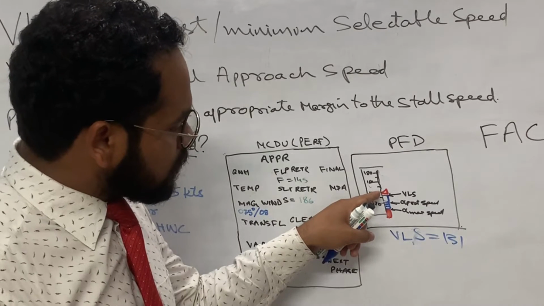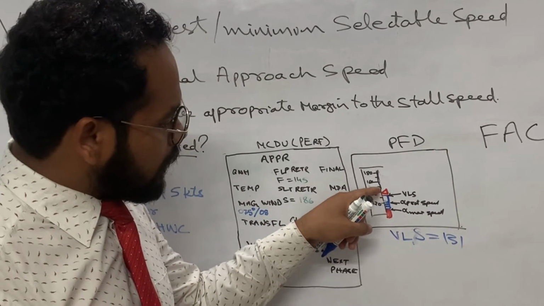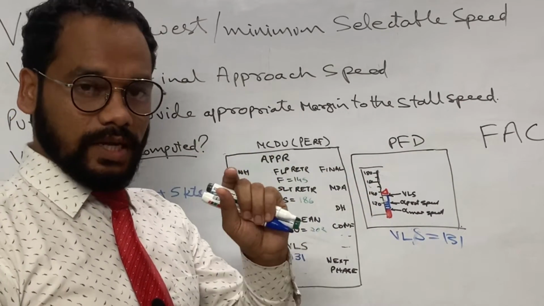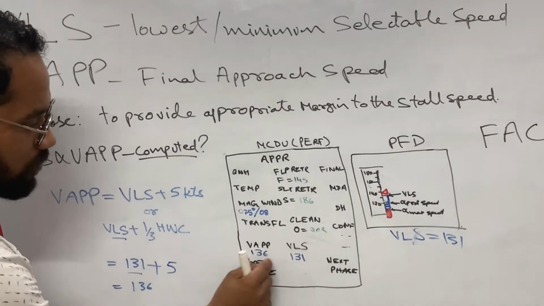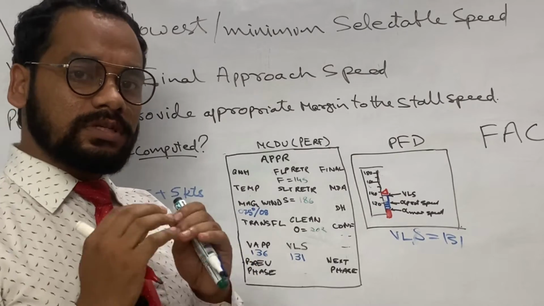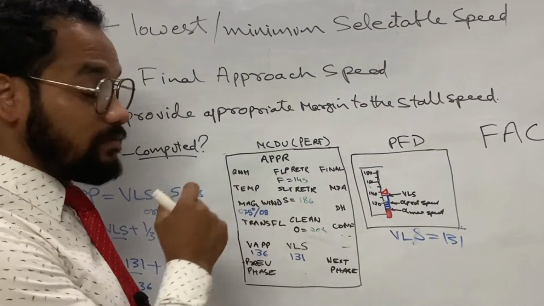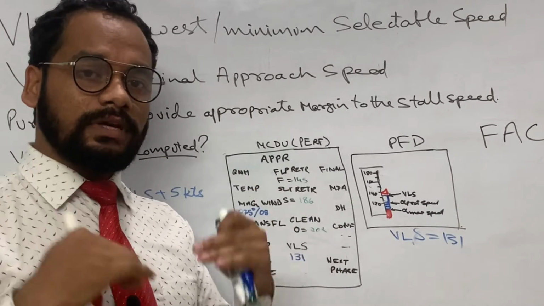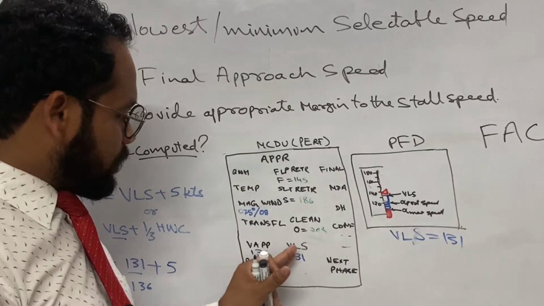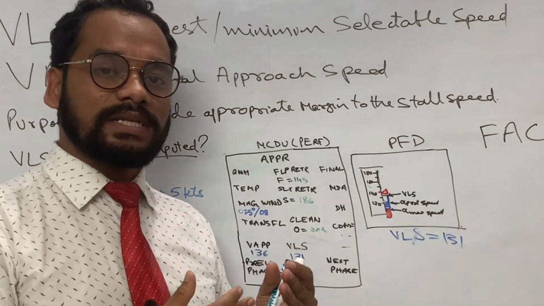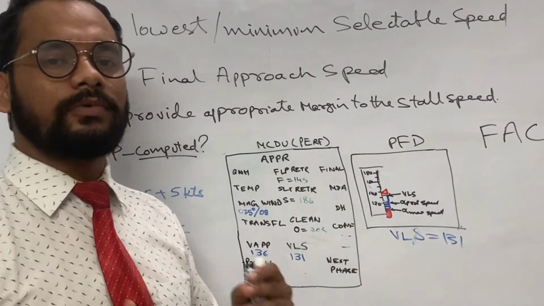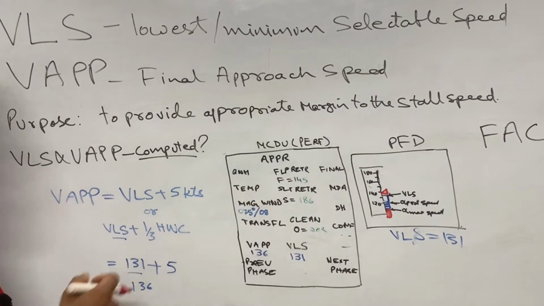You can see that, friends, VLS is 131 and VAPP is 136. That means there is a 5 knots difference, and here also you can see the difference between VLS and VAPP is 5 knots. So FMGC always keeps this much buffer, 5 knots, between the VLS and VAPP. It is always a habit, you can say, of the FMGC to maintain a 5 knots buffer between the VLS and the VAPP. That means the lowest selectable speed and the VAPP will always have a difference of 5 knots or maybe more than this, depending on the winds reported by the tower.